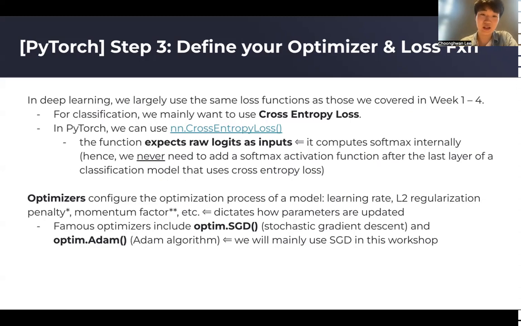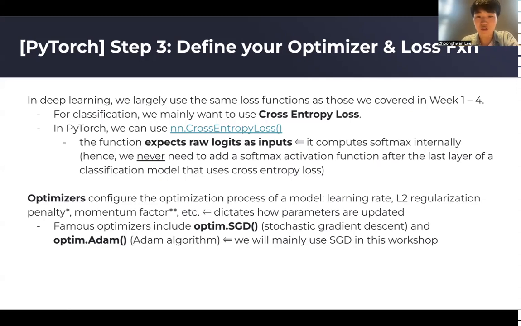One thing to note is that the cross-entropy loss function expects raw logits as inputs. It actually computes the softmax for you internally, which is why when we defined our model architecture two or three sections ago, we didn't add the softmax activation function at the end, because our loss function is going to do that for us. And if we do include it in our model architecture, we're essentially going to be computing softmax twice, which is of course wrong. Another thing to define before you go into model training is an optimizer.